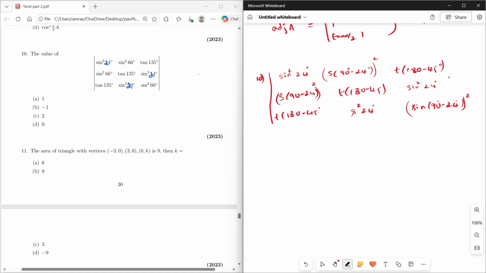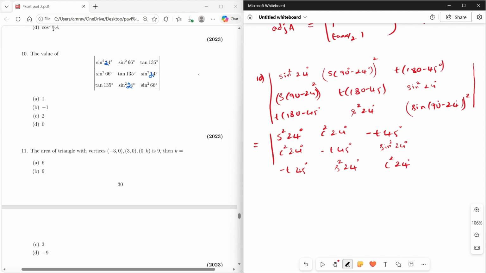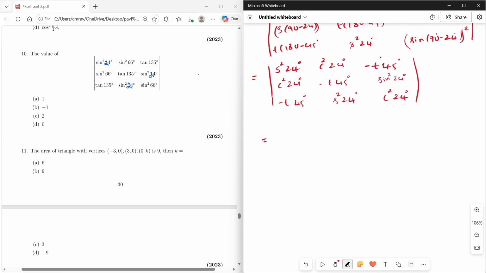Okay, so we're finding the determinant of this matrix. Now, what modification can be done here? I can write sine square 24 degree. Sine 90 minus theta is cos theta, so this will be cos square 24 degree. Tan 180 minus theta remains the same, tan theta, but since it lies in the second quadrant, this will be minus tan 45 degree. And again here cos square 24 degree, minus tan 45 degree, sine square 24 degree, minus tan 45 degree, sine square 24 degree, cos square 24 degree. So I can replace minus tan 45 degree as minus 1, and even here it is minus 1, and even here it is minus 1.